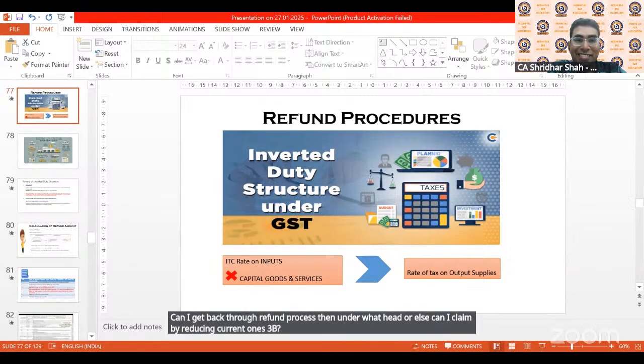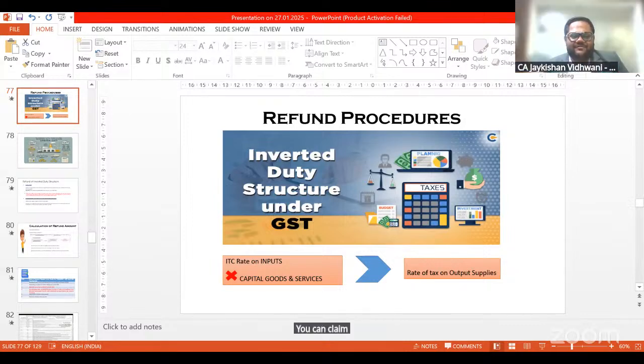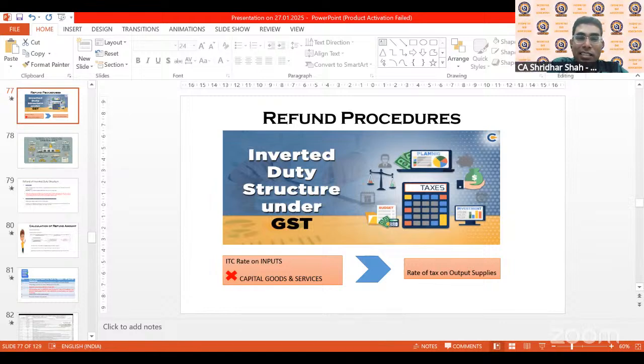Tough question. Very tough question. You can claim it from excess tax. But yes, be ready for communication with the department.